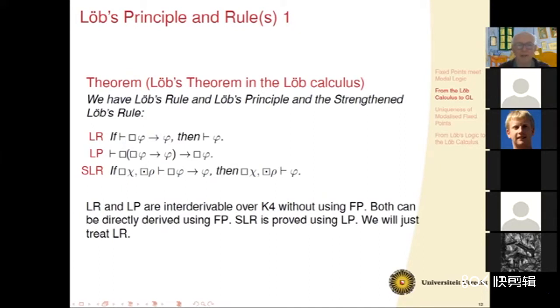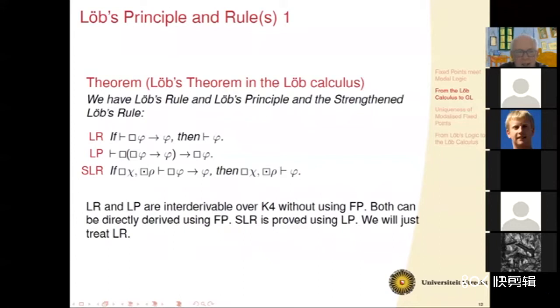Okay, so in the Loeb calculus, we can prove Loeb's theorem. And what is Loeb's theorem? Well, in fact, it's a kind of three-headed monster. There are three things that you can prove. The first is Loeb's rule, which says that if you can prove reflection for phi, then you can already prove phi. And Loeb's principle is a kind of internalization of Loeb's rule. That says that if we have box phi implies phi, then we have box phi in the logic.